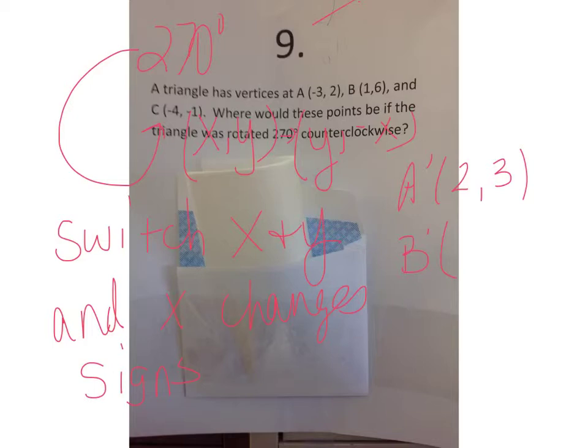B prime, 1 and 6 are going to change places, and the 1, since it was a positive, is now going to become negative, so we get 6, negative 1. Then for C, negative 4 and 1 switch places. The negative 4 is negative, so it becomes positive, so we get negative 1, 4.